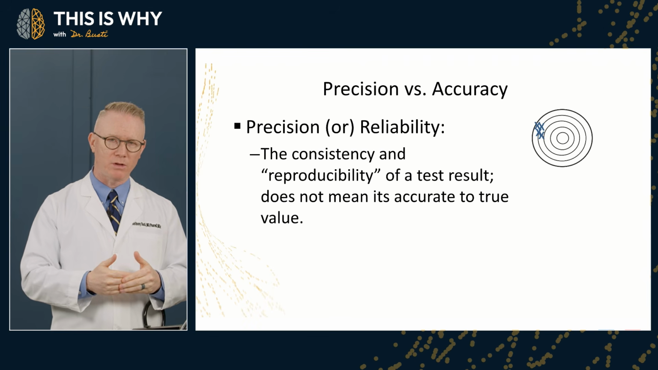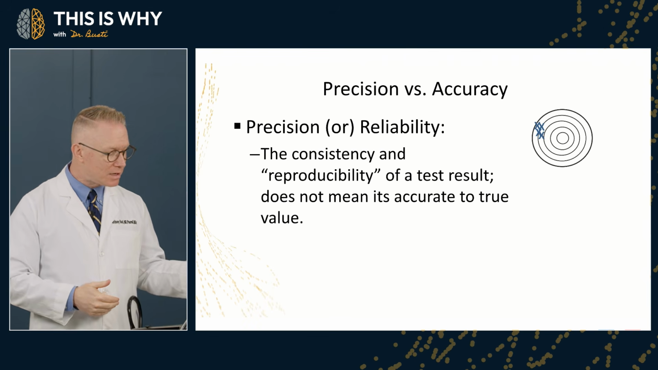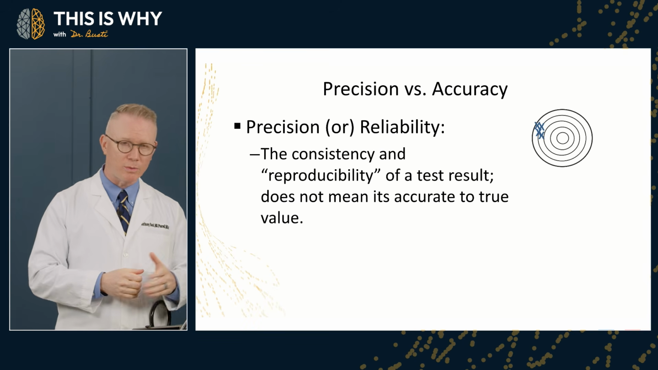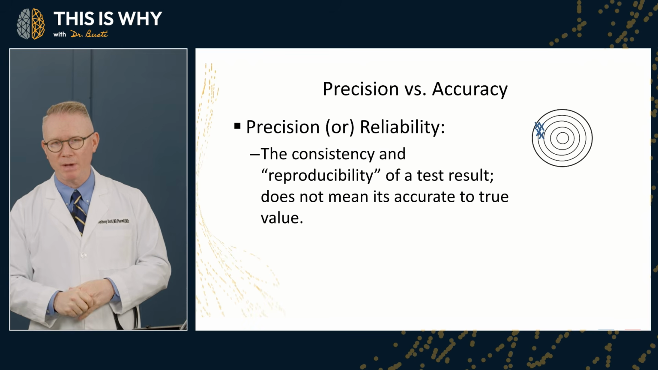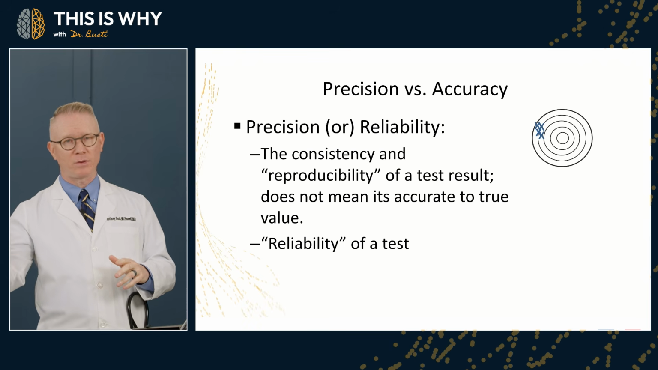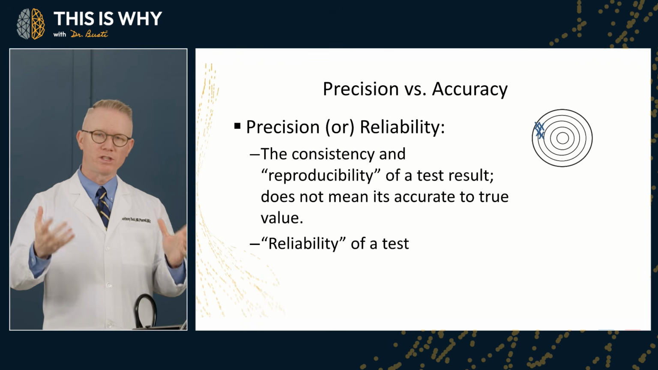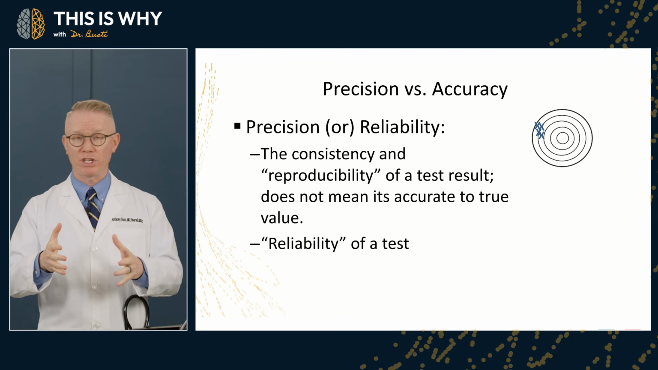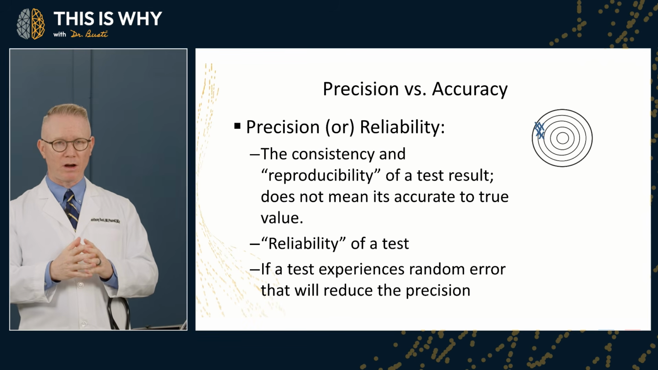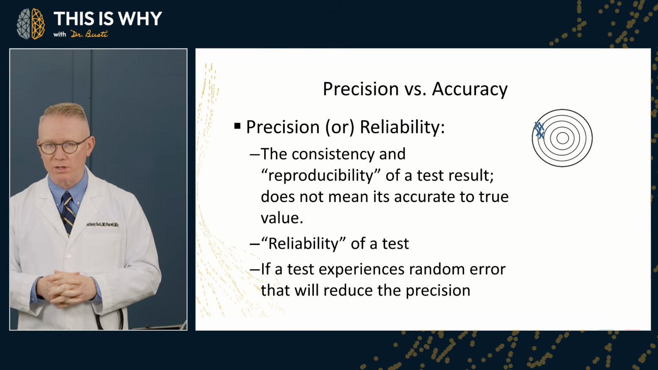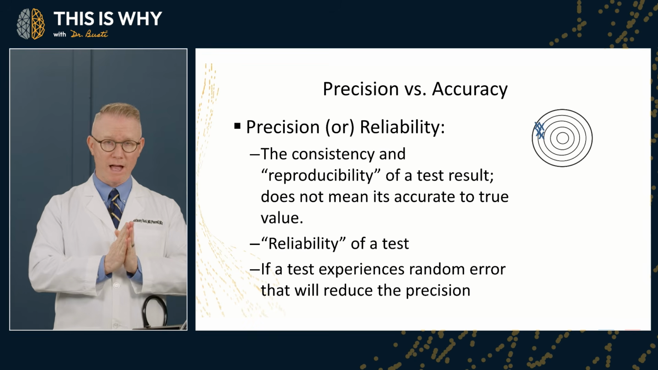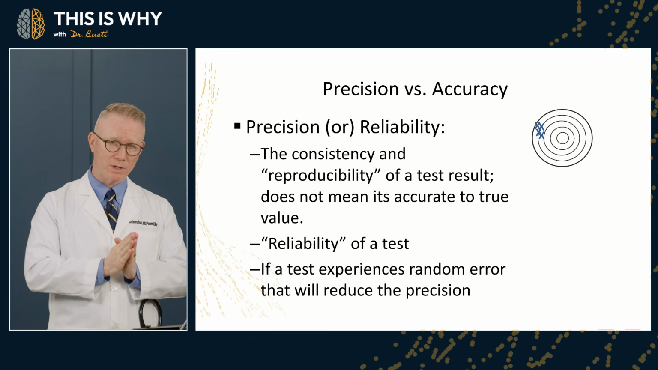So when we think about precision, or what is really reliability, we're talking about the consistency, the reproducibility of a test result. Okay? That does not mean it's always accurate though. It's consistent, it's reproducible, but it may not always be accurate, or true, and that's going to talk about accuracy in a minute. So this is really about that reliability, precision and reliability. If the test experiences random error, this will reduce, obviously, its precision, okay? So that's reliability and precision.